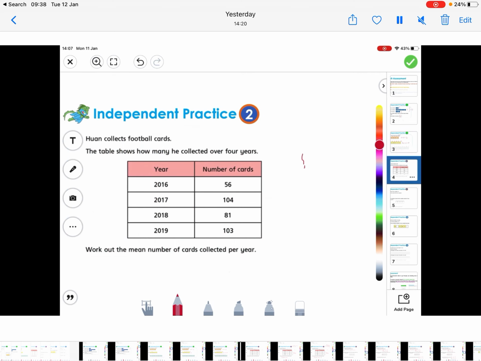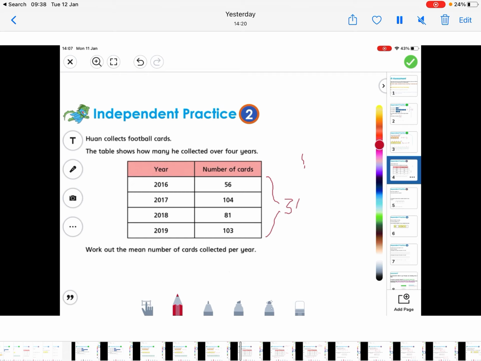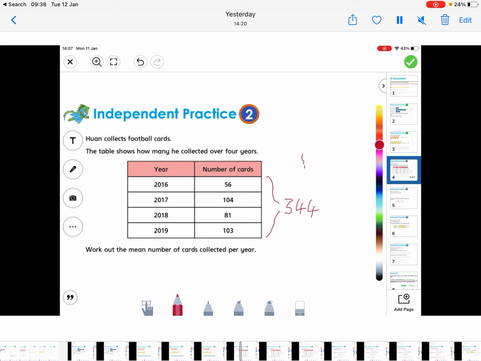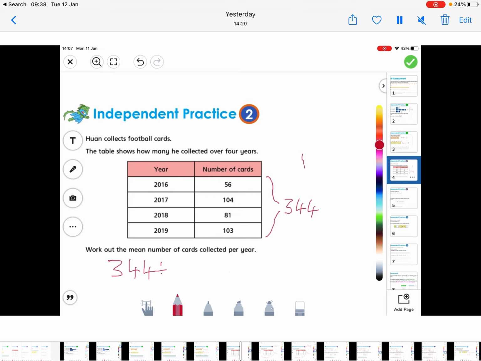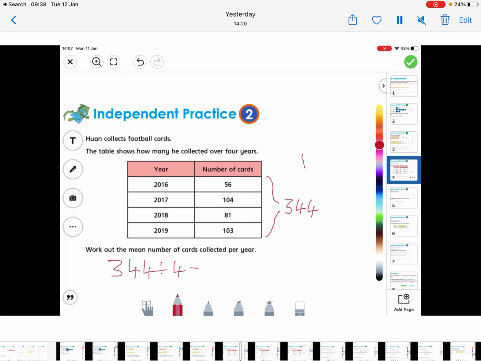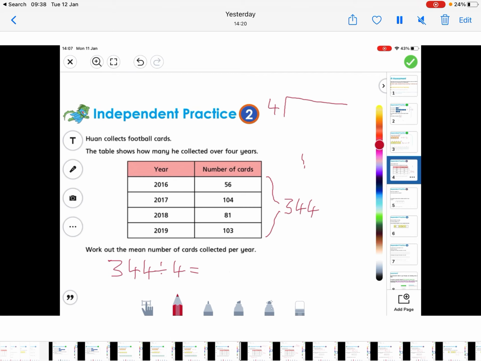Okay, slide number 4. Joanne collects football cards. The table shows how many cards she collected over 4 years. Well, if I add up all the number of cards across the years, I have 344 cards, and 344 divided by the 4 years equals, let me put that in bus stop method.